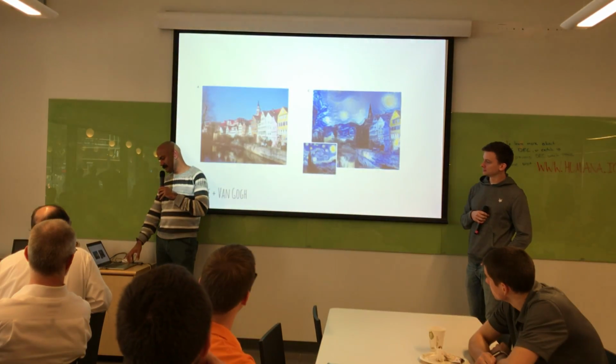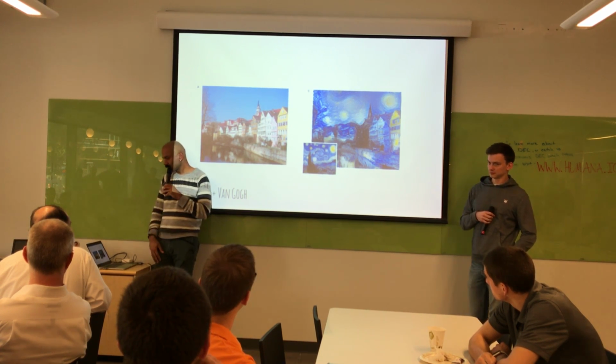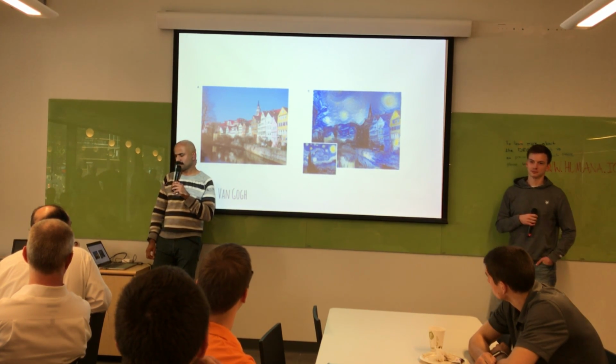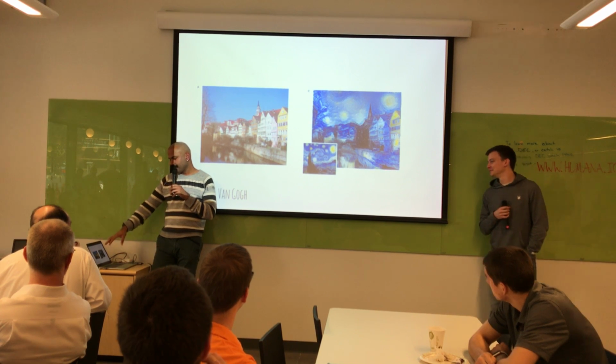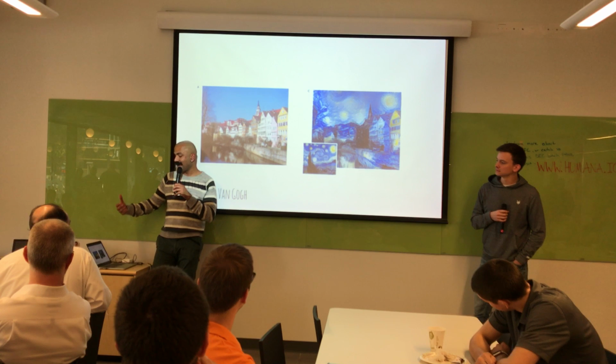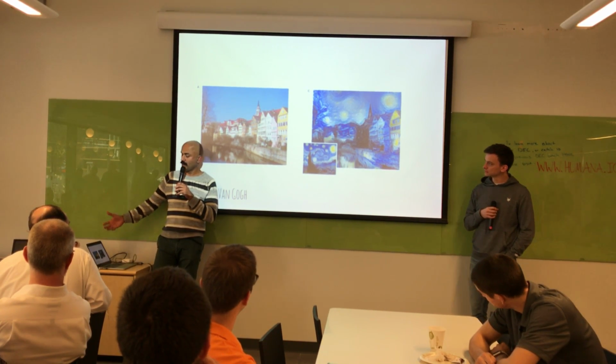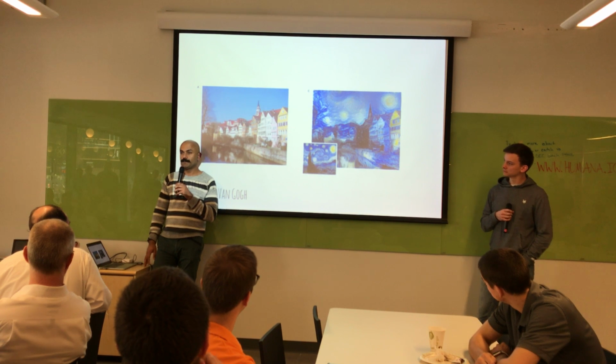Image recognition and image processing. People use Prisma. I love this app. You use your picture and you use Van Gogh's actual painting, and then you marry them up, and there you go. There you have the Prisma-fied image.